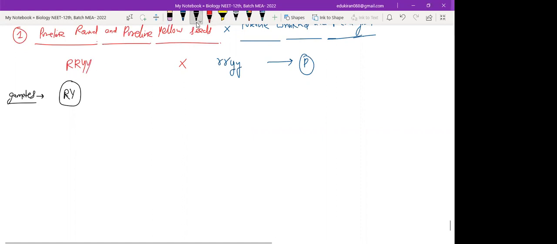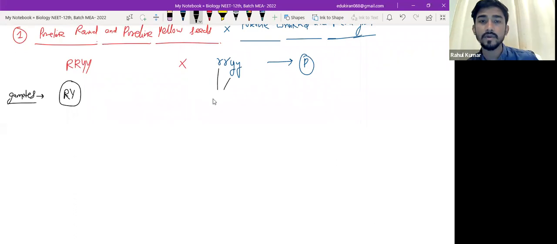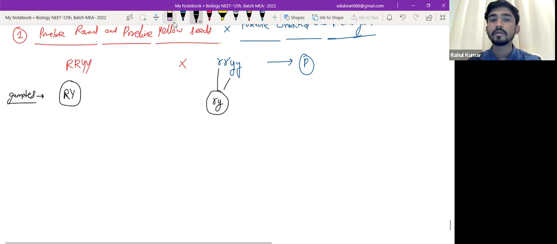Yes, sir. Same is with here. This R and this Y will become RY, right? One gamete. And this R and this Y will become the other gamete. Whatever permutation combination I make, because they are pure line, this will be the only type of gamete possible. Yes or no? You understand, everyone?